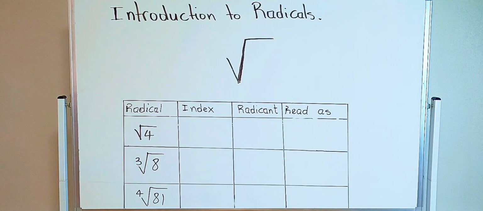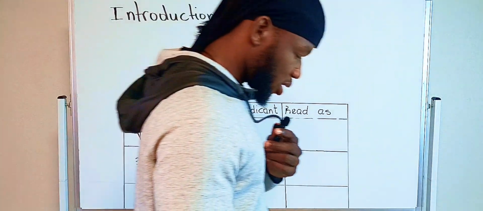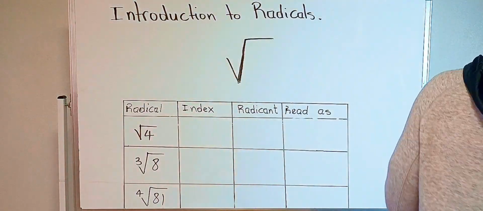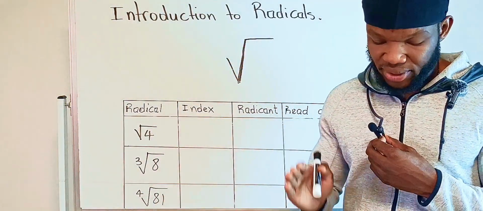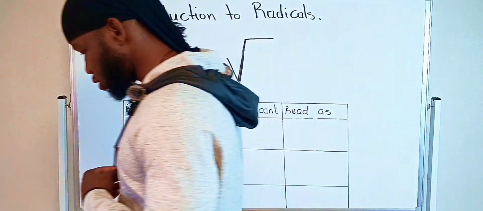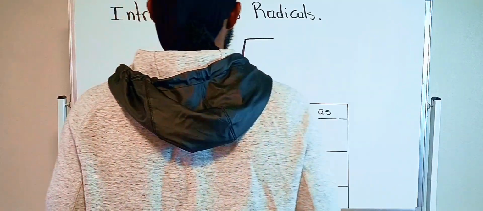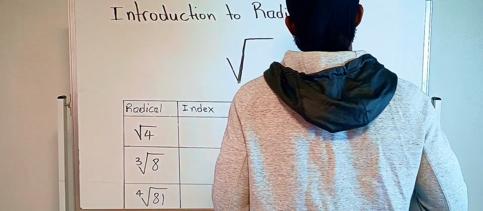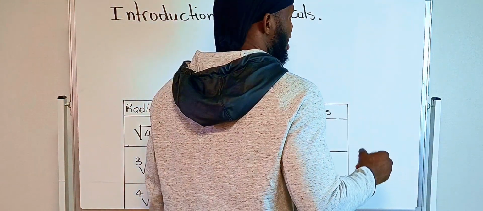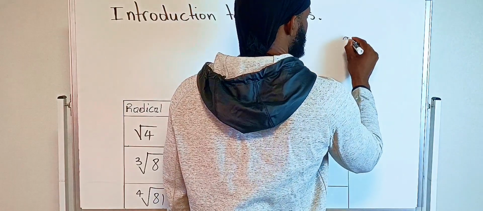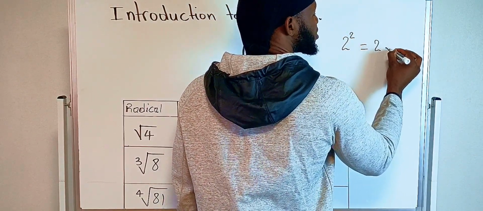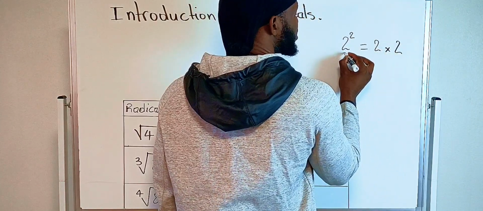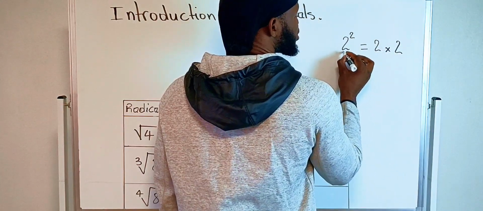Of course, you know that the exponent shows how many times the base is going to be used as a factor. Let's say 2 squared is going to be 2 multiplied by 2. That means the base, which is 2.